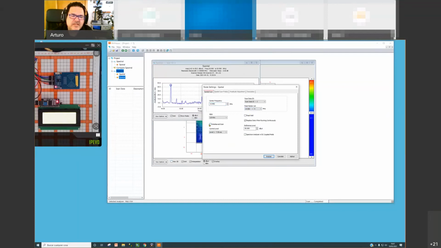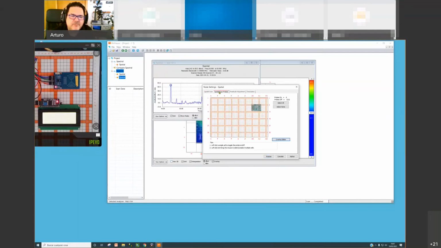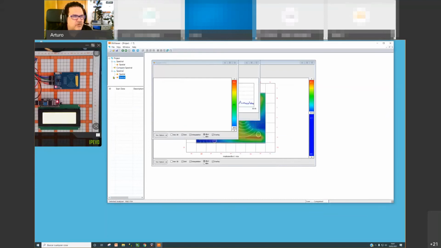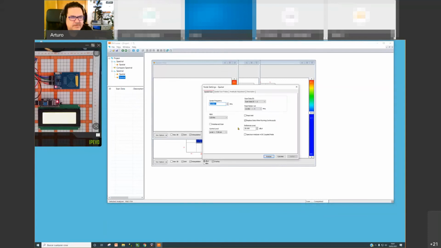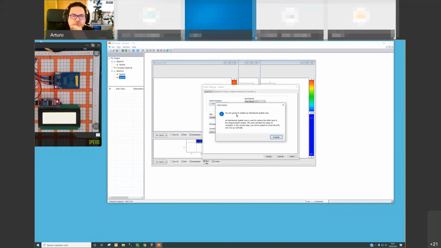Look at this interleaving scan. Let me select first the probes of interest for me. I am going to select these probes here and select cells, this one. Let me select this area bigger around the PCB, accept. And now, oh, sorry, I forgot to activate the interleaving scan. The message says you are going to enable an interleaved spatial scan. This is the idea to reduce the blind spot in the measurement system.